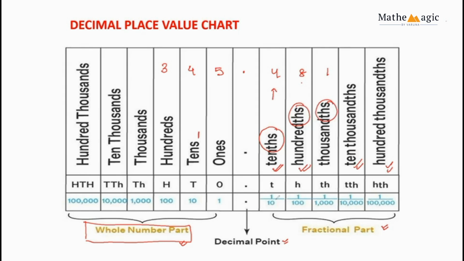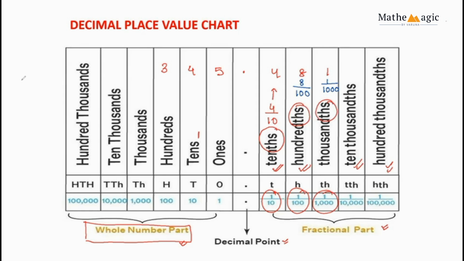Now, what does this represent? Tenths basically represents the fraction 1 by 10. Hundredths represents the fraction 1 by 100. Thousandths represents the fraction 1 by 1000. So, 4 tenths basically represents 4 by 10. 8 hundredths represents 8 by 100. And 1 thousandth represents 1 upon 1000. So I hope this is clear.